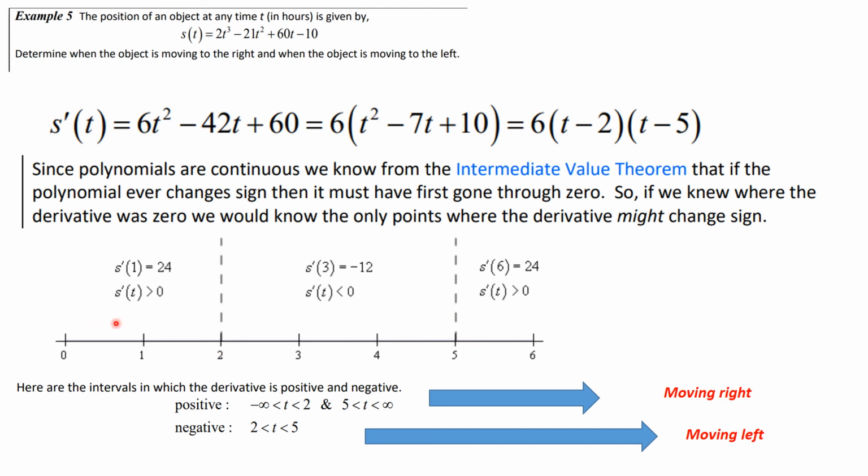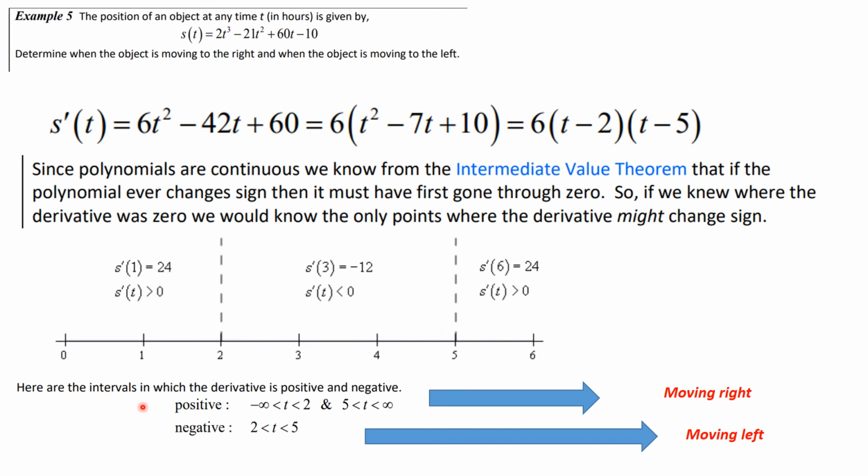So now I can take a test point in this interval here. I take 1. I'll take a test point in this interval, 3. I'll take a test point in this interval, 6. And I find out that it is positive. So s prime, the velocity, is positive here. It is negative here, and it's positive here. It does not always alternate this way. It really depends on the nature of the polynomial, but this one does.